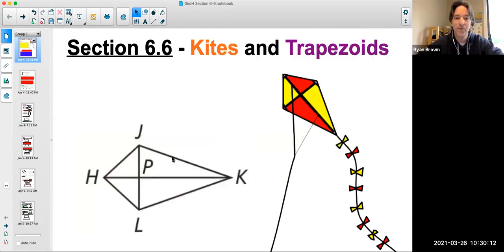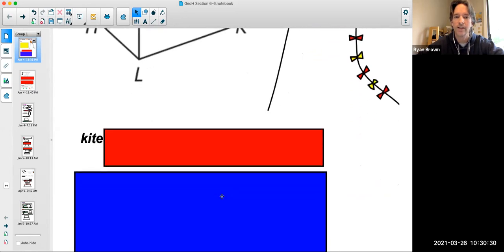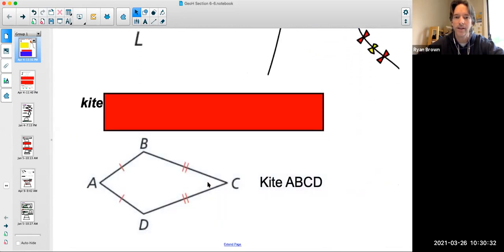Okay. Here's what a typical kite looks like in real life on the right. And then on the left, if we sort of dissect it in terms of the shape and the diagonals, that's what we have. This is kite HJKL. And the diagonals meet in the middle at point P. But a lot of times when we draw a kite, we don't draw it necessarily with the diagonals. It could be just something like this.